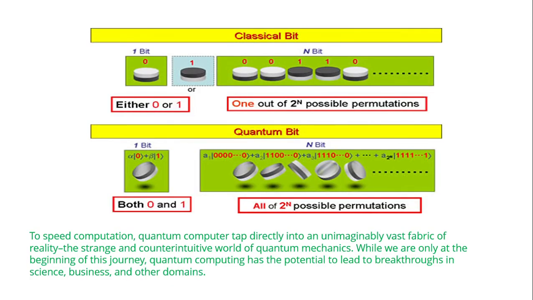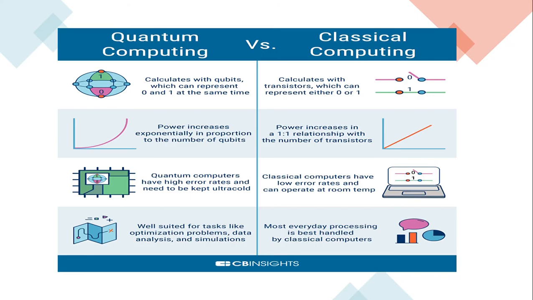So let's see, in the case of classical bits, we have 0 and 1, and it can have 1 out of 2 to the n possible permutations. But in the case of quantum bits, both 0 and 1 are possible, and all of the 2 to the power n possible permutations and combinations are also possible. To speed computation, quantum computers tap directly into the unimaginably fast fabric of reality, the strange and counterintuitive world of quantum mechanics. While we are only at the beginning of this journey, quantum computing has the potential to lead to breakthroughs in science, business, and other domains as well.